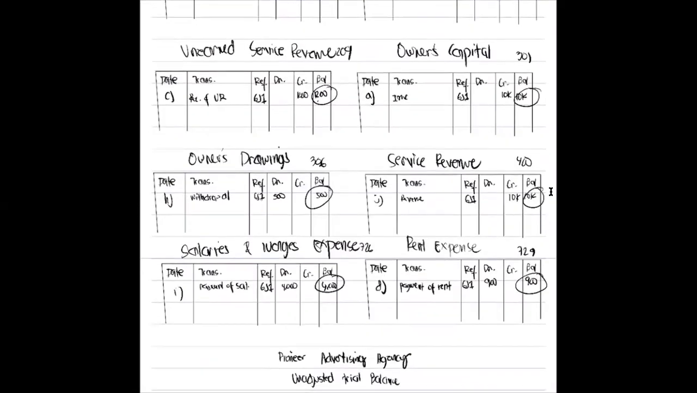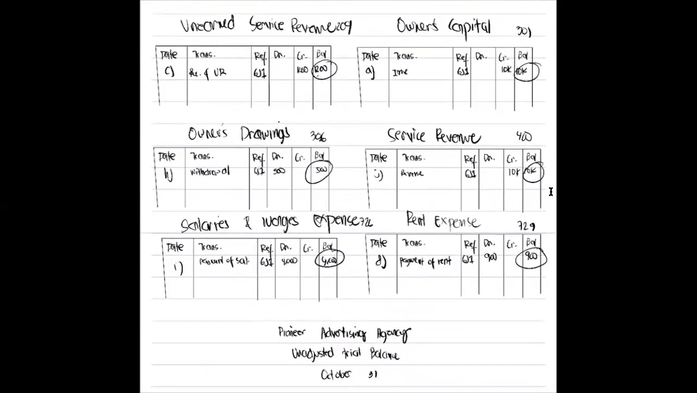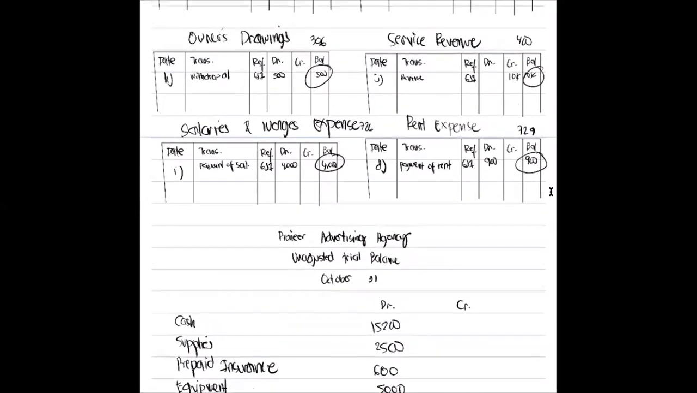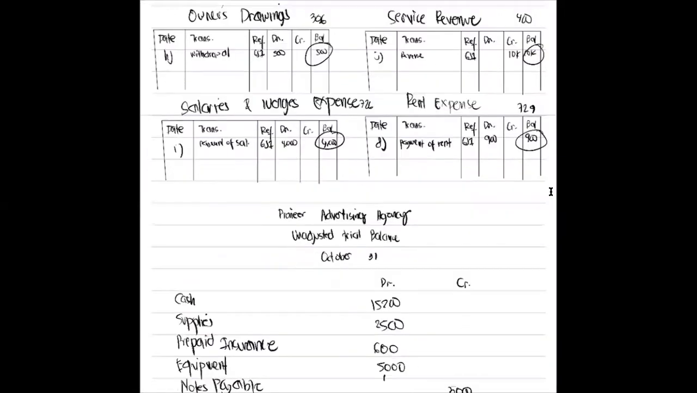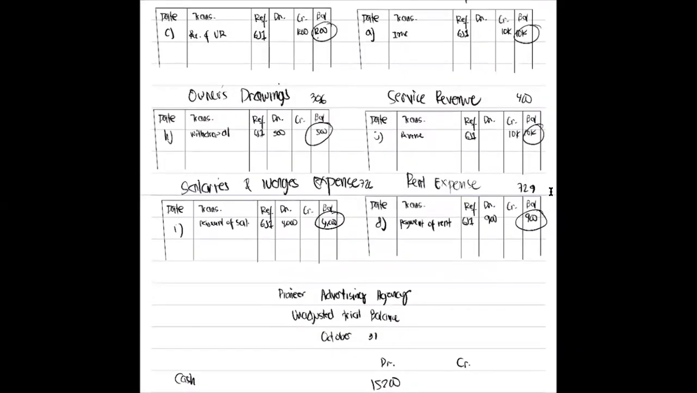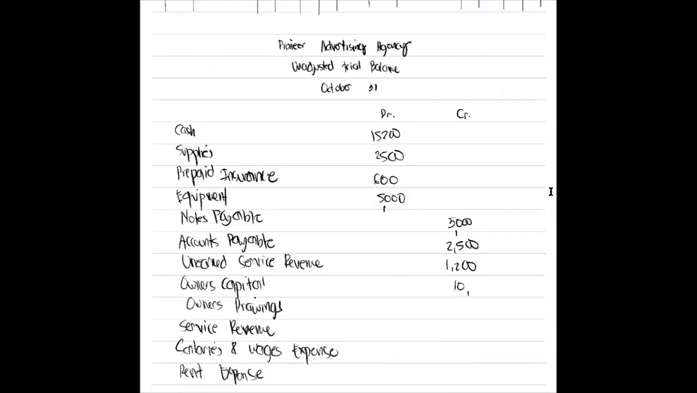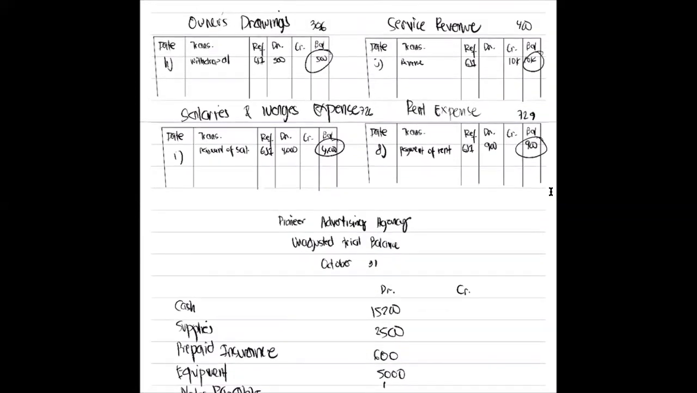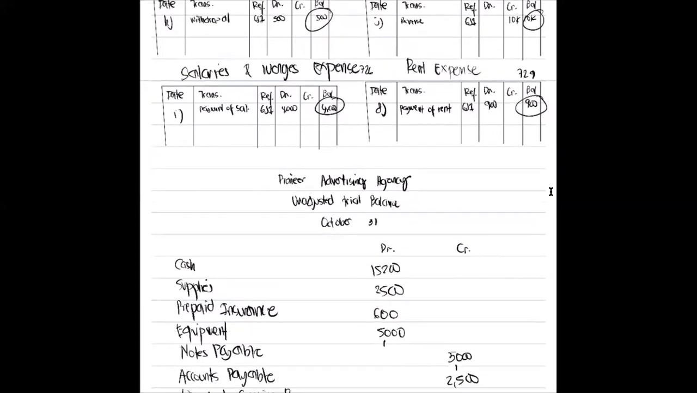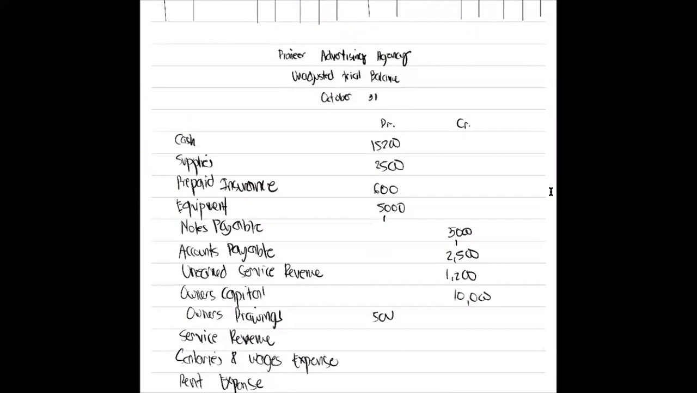Next, we have your unearned service revenue of 1,200 and owner's capital of 10,000. Unearned service revenue is a liability. Therefore, we will place it on the credit. So why do we place owner's capital on credit? Because owner's capital has the normal balance of credit. Next, owner's drawings of 500 is a contra equity account and the normal balance is debit. So we place here 500.